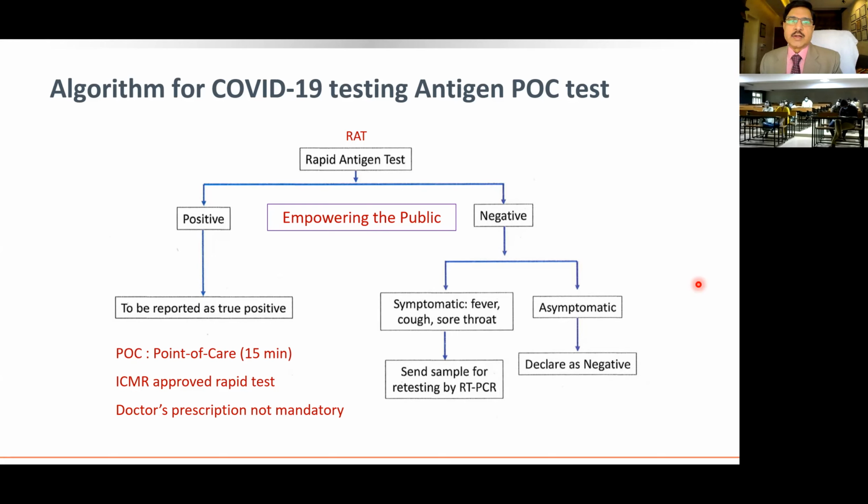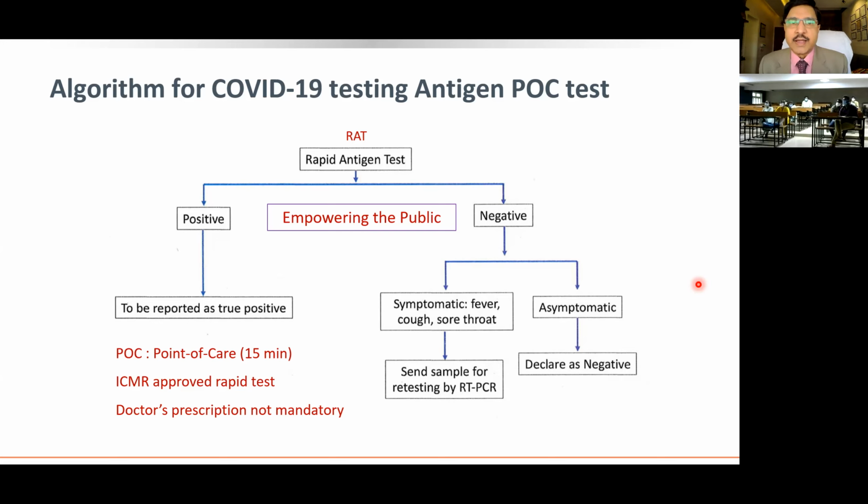One line is control, 2 lines are positive. So if that is positive, no more confirmatory test is required. Straight away it is reported to the ICMR as a true positive, and he is called a COVID case and triaged as per his clinical status.